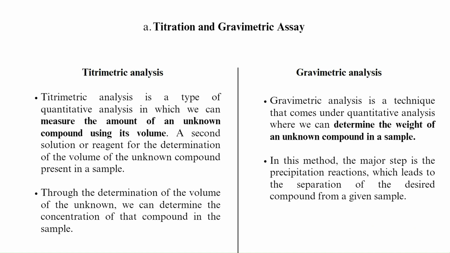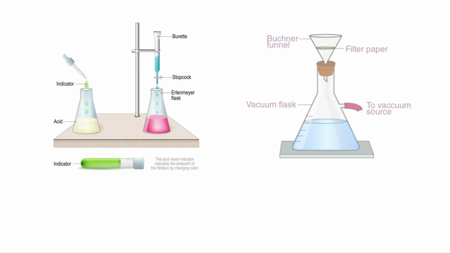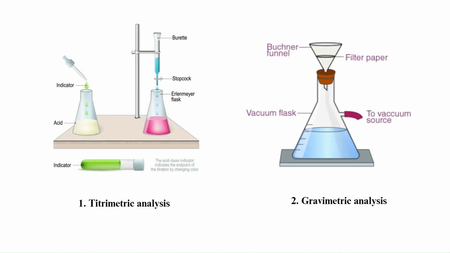Whereas gravimetric analysis is a technique that comes under quantitative analysis where we can determine the weight of an unknown compound in a sample. In this method, the major step is the precipitation reaction, which leads to the separation of the desired compound from a given sample. The figure here represents the titration and gravimetric assay.